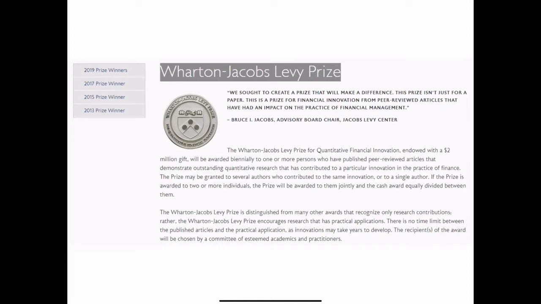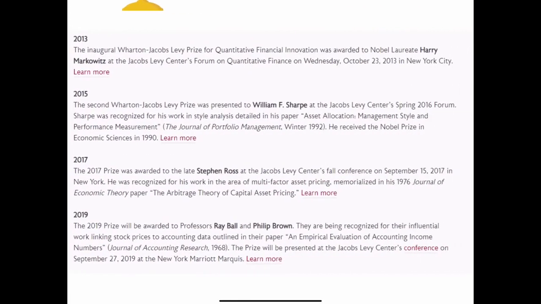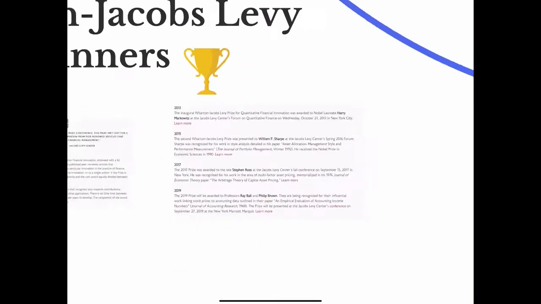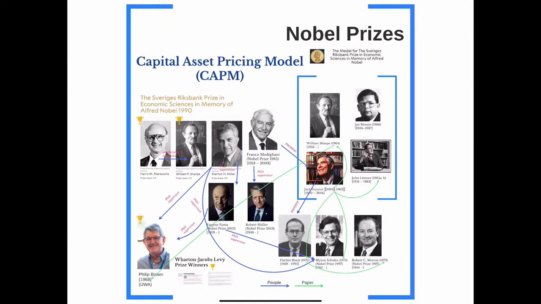The inaugural prize went to Markowitz in 2013, then Sharpe in 2015, and in 2017 it went to Stephen Ross, who is famous for his arbitrage pricing theory, or arbitrage pricing model. And in 2019, it went to Philip Brown and Ray Ball. It is a priceless recognition that shows you how important his work is, because so many other researchers on this slide could have won a prize. Hopefully, this can reaffirm your choice with your degree at UWA.